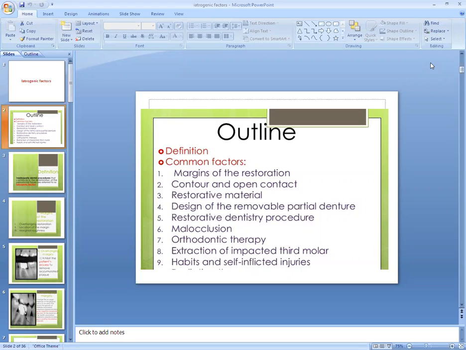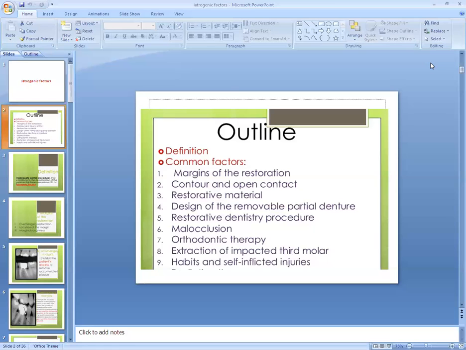Inadequate or faulty margins of restorations result in plaque retention in the interproximal spaces, which results in the inability of the patient to remove the plaque, so plaque accumulates in that area and leads to further periodontal diseases. Second, whenever an open contact is there, it results in periodontal diseases.